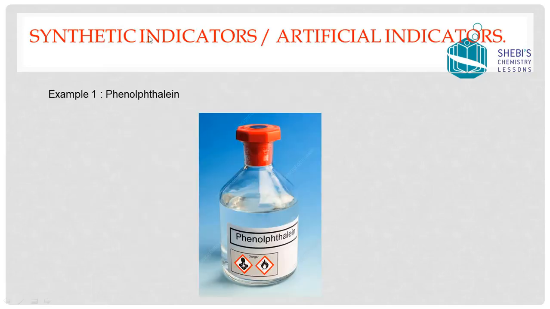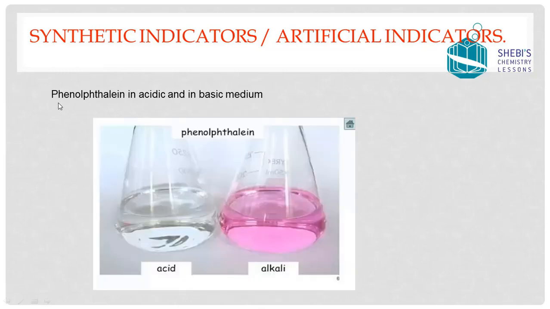Now synthetic indicators or artificial indicators or man-made indicators. Mainly two examples we are learning. Number one, phenolphthalein. See here the picture of phenolphthalein, which is a colorless liquid like water, isn't it? So this is an indicator. See here, what is the color of phenolphthalein indicator in acidic and in basic media? When we add 1 or 2 drops of phenolphthalein in a base, alkali means base, right? It will turn into pink color. When we add 1 drop of phenolphthalein indicator into acid, no color change will be shown. The acid will remain colorless itself.